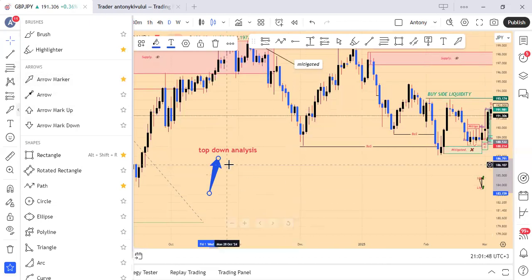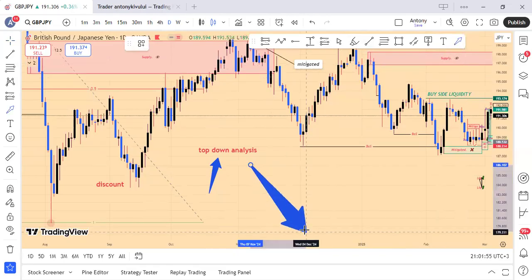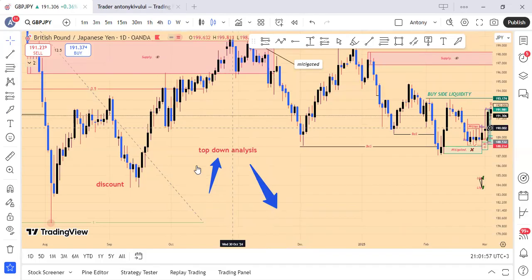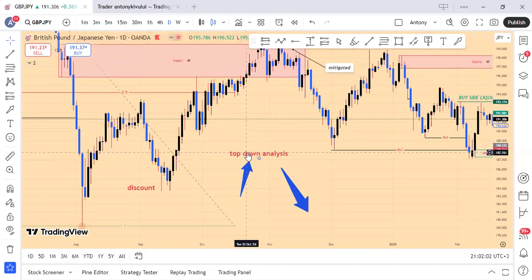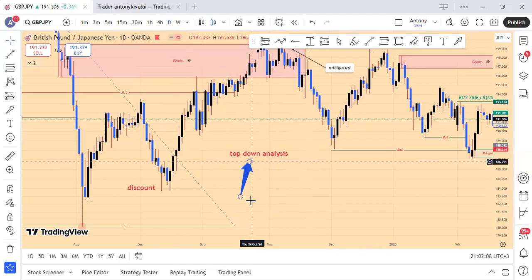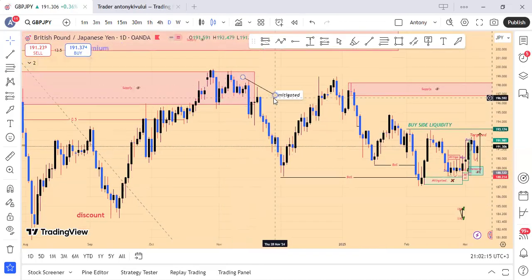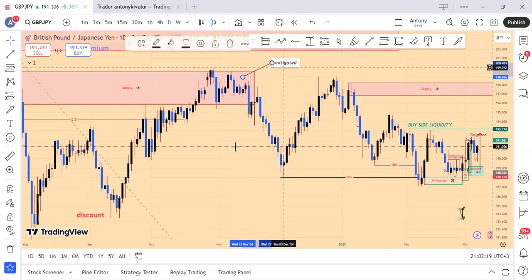I like this one. Okay. So we come from the higher time frame, going down to what? The lower time frame. So this is what you are calling the top-down analysis. We analyze the market from the higher time frame, going down to the lower time frame for us to get the confirmation before entering any trade. I don't just take any trade. We just wait for the confirmation. So later on, I will explain to you what are those confirmations that I'm talking about.